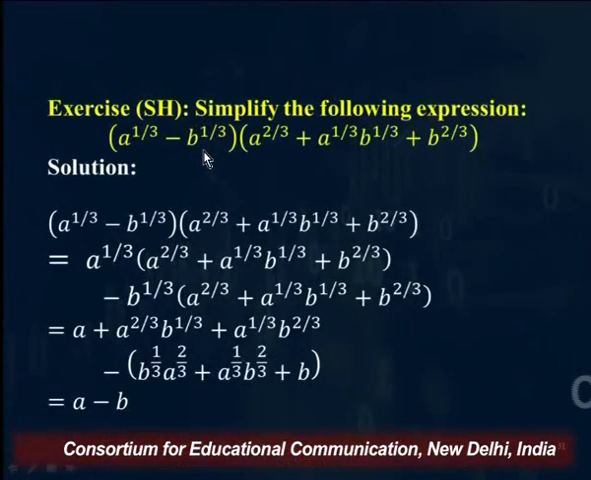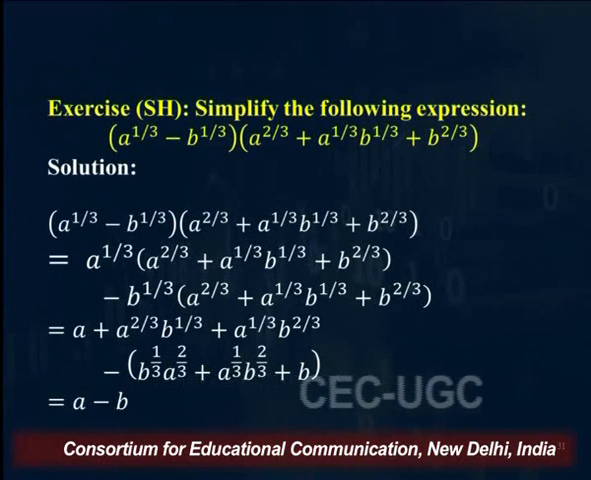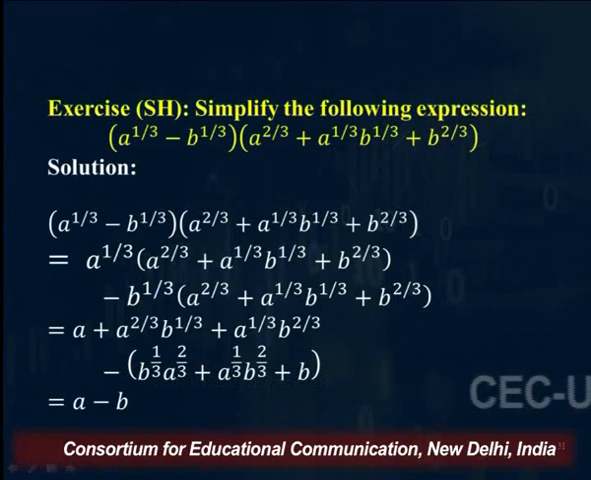This problem is actually a nice problem. Let me just do it quickly because this is a kind of expression that you might need when you do the chapter on derivatives. So here you have the expression a to the power 1/3 minus b to the power 1/3 multiplied by a to the power 2/3 plus a to the 1/3 times b to the 1/3 plus b to the 2/3. You have to simplify this expression, so just open up the brackets. It's as simple as that.